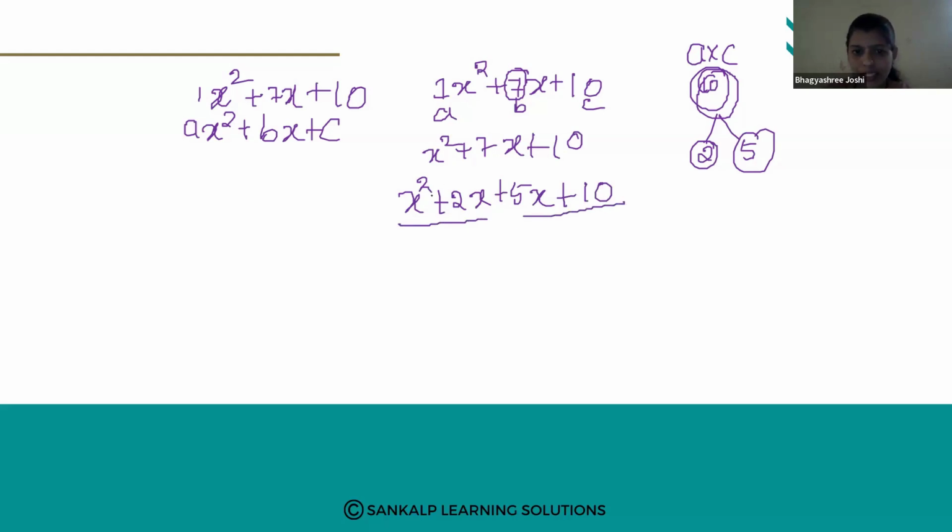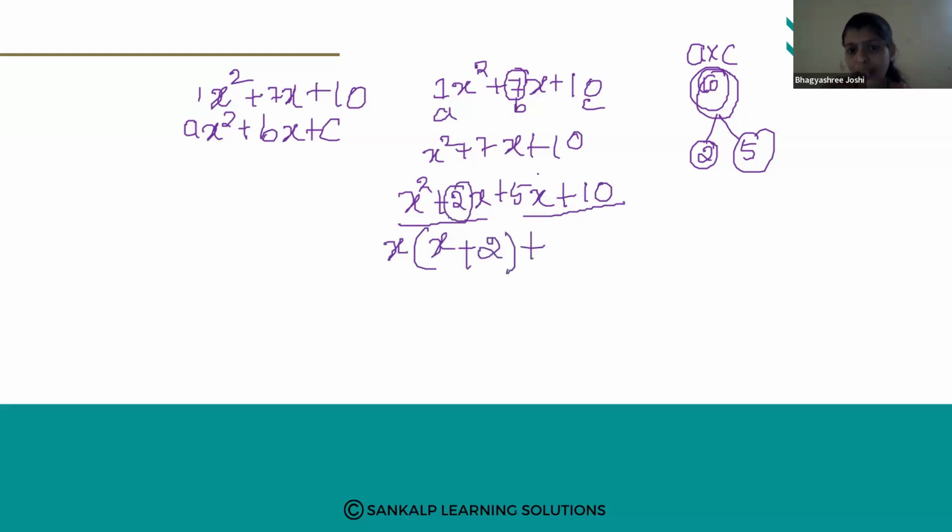Between these two, which one is common? X is common, right? So take x outside. What remains in the bracket? From x square, you have taken one x outside. So what remains in the bracket? Only x, right? Plus, this x has come outside. So what remains here? Only 2 remains. That is x plus 2.